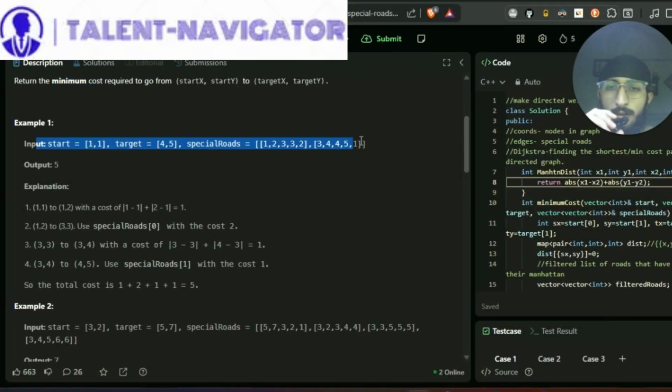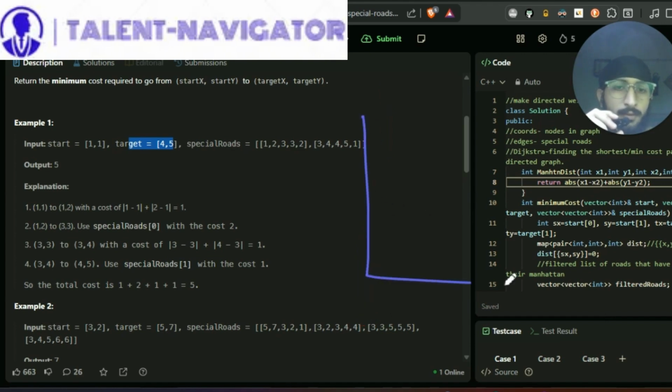So let us see this example. In this example, we can see that we have been given start as 1, 1 and target as 4, 5. So let me just draw this. So we have 1, 1, right? 1, 2, 3, 4, 5, and 1, 2, 3, 4, 5. So this is the start node, start point, and this is 4, 5 here, right? So target is 4, 5, and we have special roads.